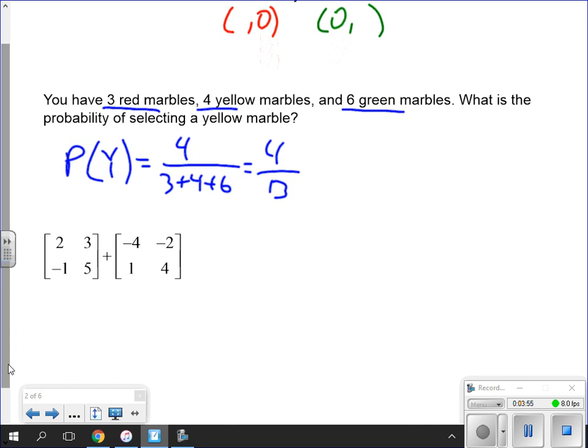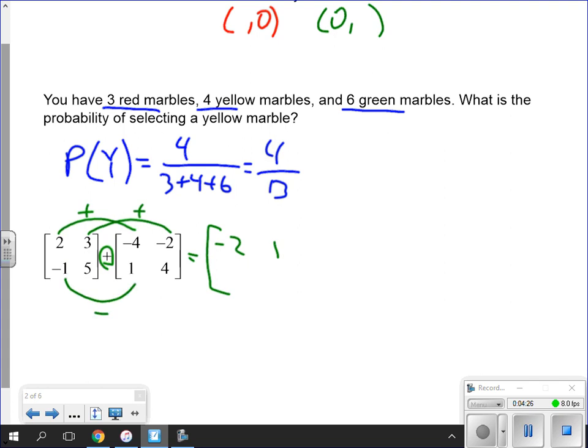Okay, the next question says find the sum. When you have 2 matrices that you're adding or subtracting, you just add or subtract each part. So my new matrix, because I'm going to get a matrix for an answer, the first point here, because I have plus here, I add these 2 numbers. 2 plus -4 gives me -2. I add these 2 numbers. 3 plus -2 gives me 1.